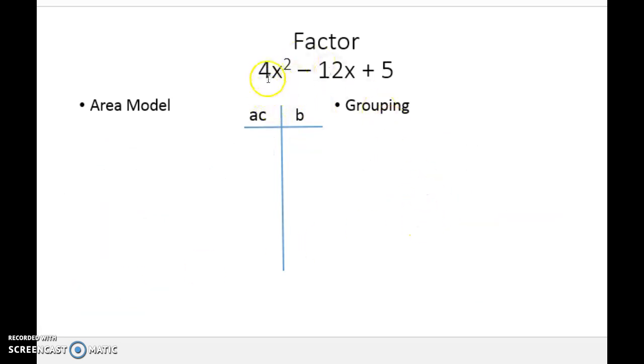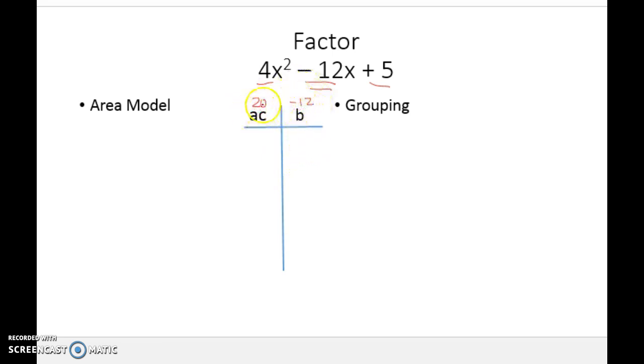All right, so let's try this one. Now I need a number that will multiply. A times c is 20. So I need 2 factors of 20 that will give me a sum of negative 12. So this is going to take a little bit more time to think. All right, I need to multiply and get a positive and add and get a negative.